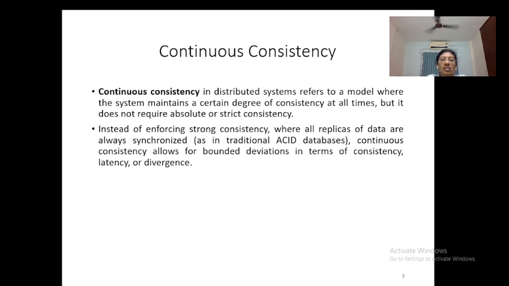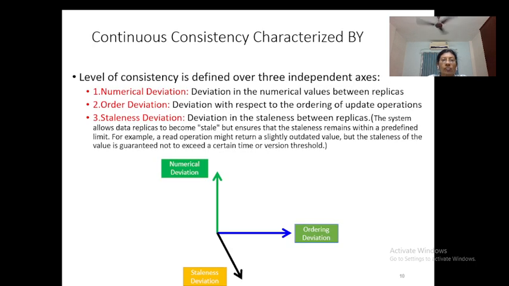Continuous consistency in distributed systems refers to a model where the system maintains a certain degree of consistency at all times, but it does not require absolute or strict consistency. Instead of enforcing strong consistency, where all replicas of data are always synchronized, continuous consistency allows for bounded deviations in terms of consistency, latency, or divergence.